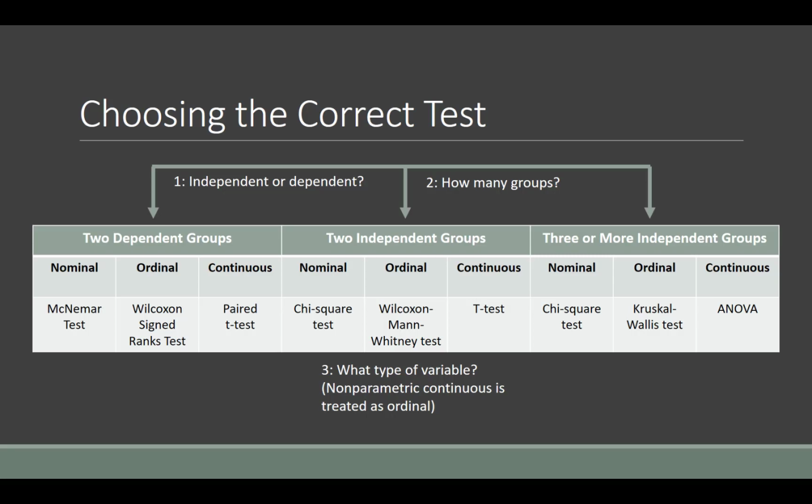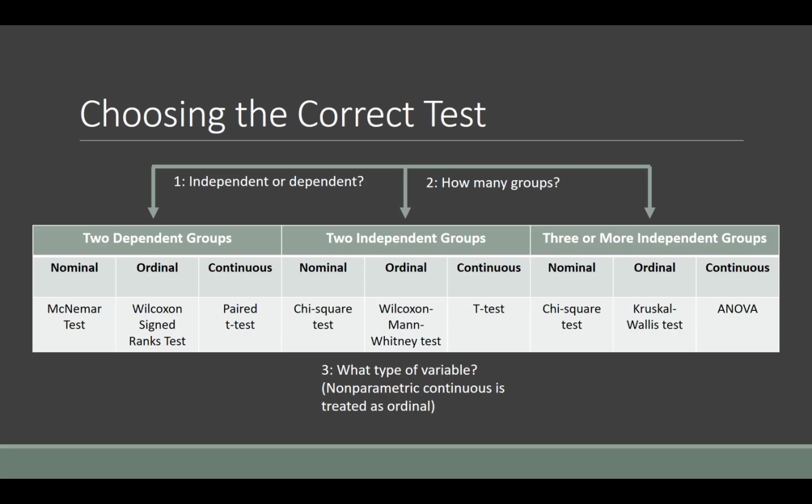If we're looking at more than two independent groups, so three or more independent groups, again, the nominal test is still the chi-square test. You can use that on three or more groups, but the ordinal test is the Kruskal-Wallis test, and the continuous variable test is the ANOVA.